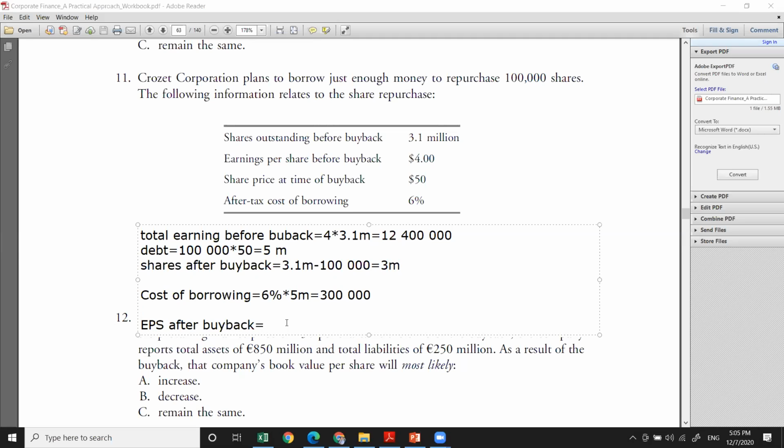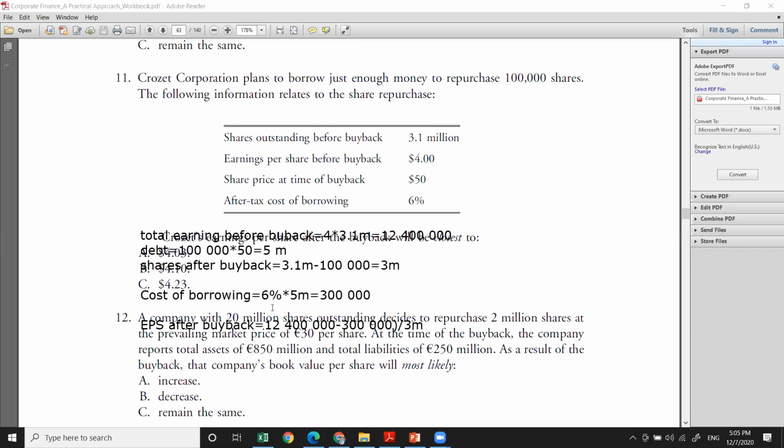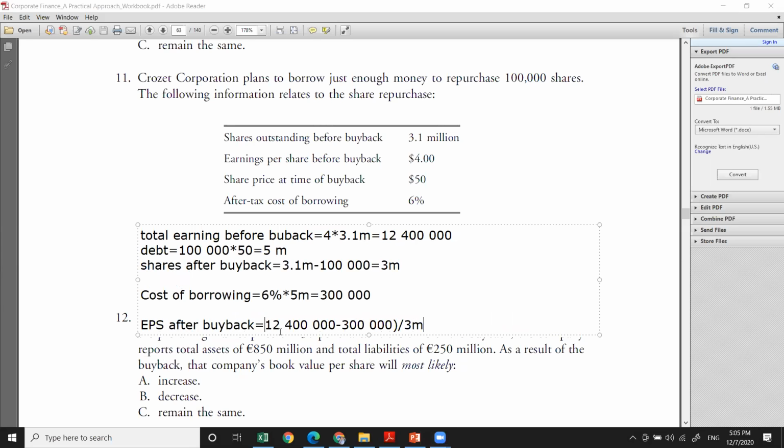And earnings per share after buyback is equal to total earnings minus interest cost, and this all divided by the number of shares outstanding after the repurchase, which is 3 million. And EPS after buyback is equal to 4.03.